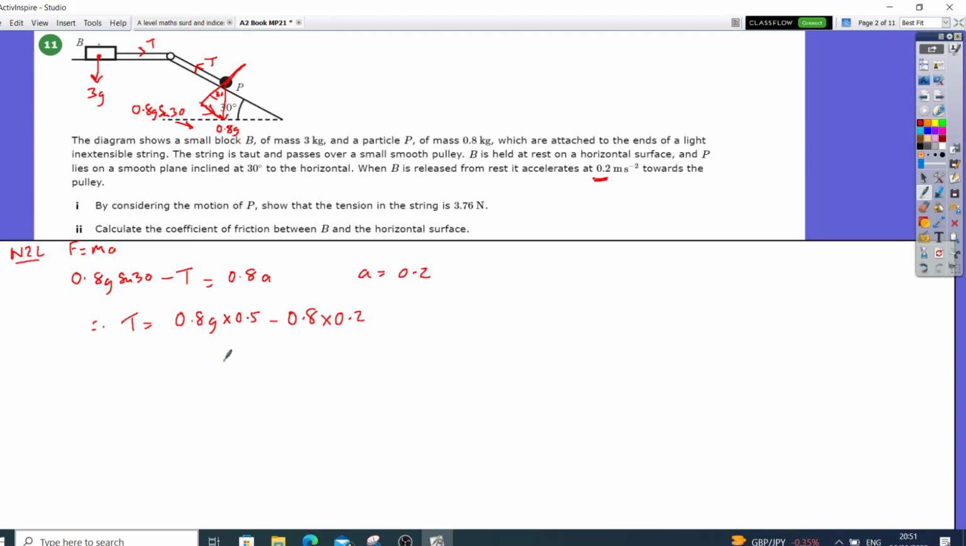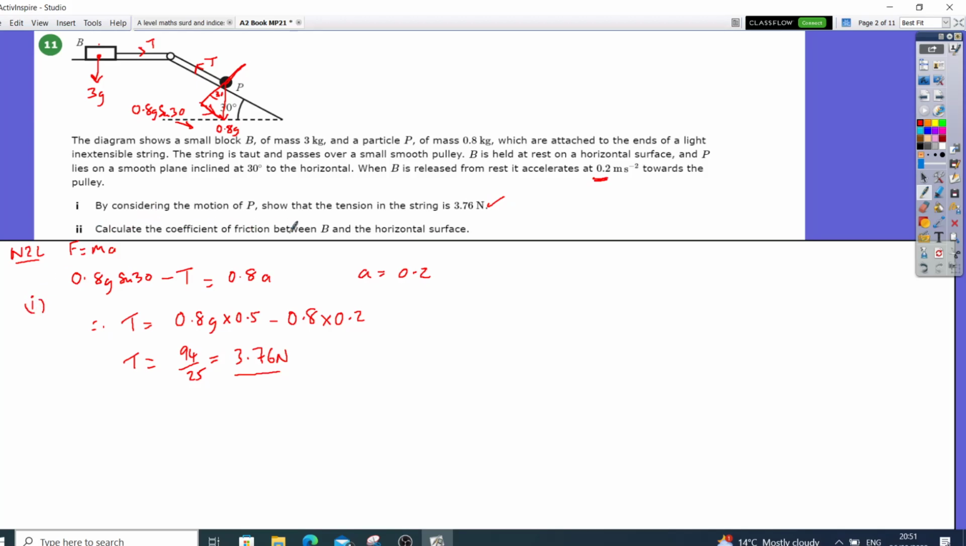So what do we have? If we put this in our calculator, I'm just going to quickly do the math. On your calculator, you're going to get T equals 94 over 25, and if you press the standard to decimal button, you'll get 3.76 newtons, as required. So we've done that first part. Happy days.